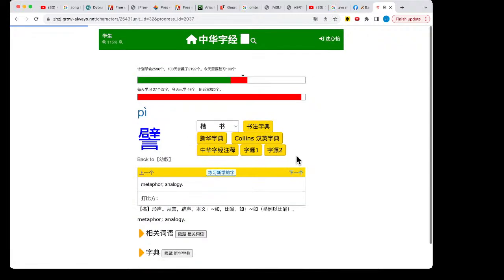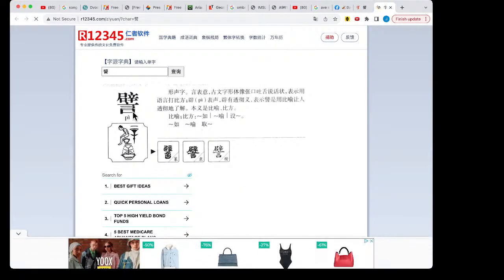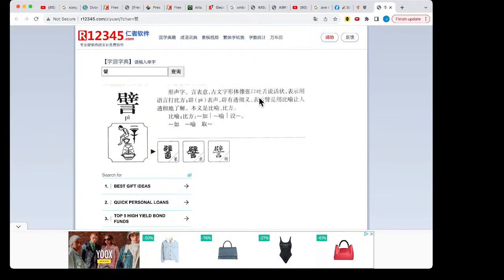Next one, pi. Pi means metaphor, analogy, called pi. Okay, 举例譬如 means for example. Making an analogy, making a metaphor. So pi. Okay, this one looks like pi on the top, right? Pi on the top, representing sound, but the pi also means thorough. Okay, the top part means thorough.